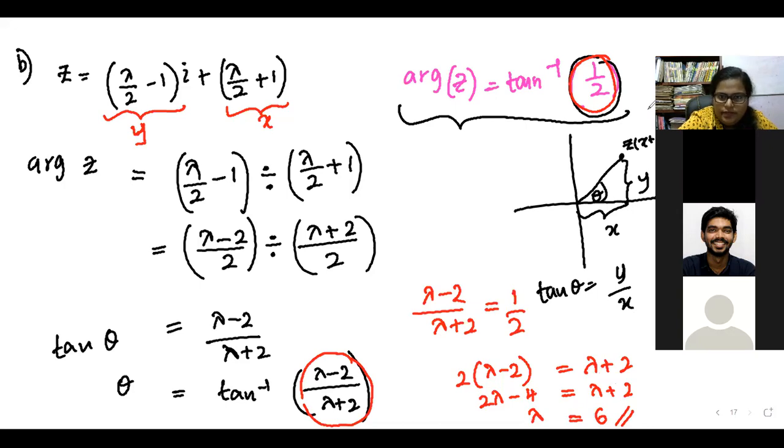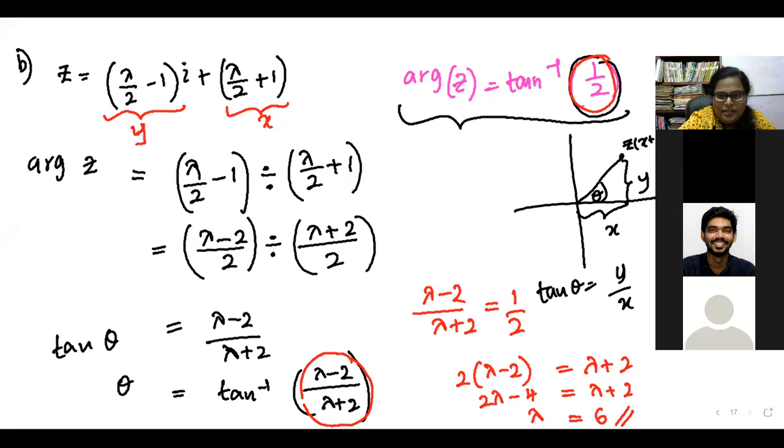The lambda value is 6. Shall I repeat this one again? Is it clear for you? Otherwise, I can go for the next one.